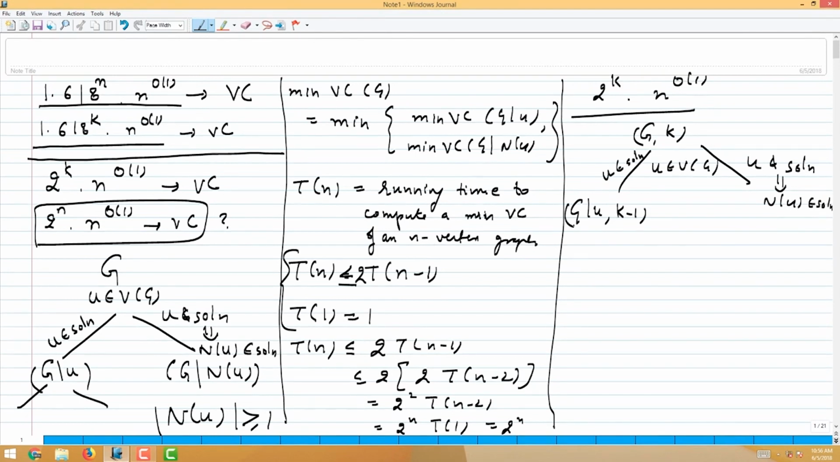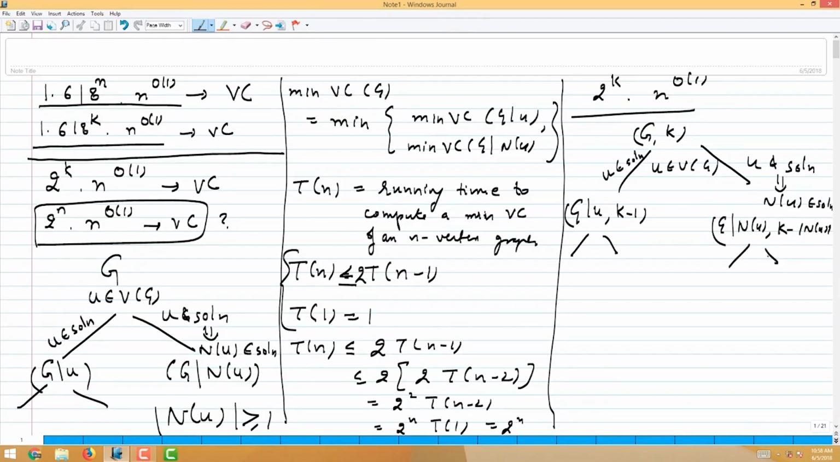Similarly, in this branch, what do you have? Right? And you keep on doing this. So when do you stop here? For example, in this 2 power n algorithm, you stopped when the graph had only one vertex. So the instance here is G minus u, comma k minus 1. I'll not write the last bracket, otherwise I'll go out of space. Anyway, then again you branch on this, right, and keep on doing this.